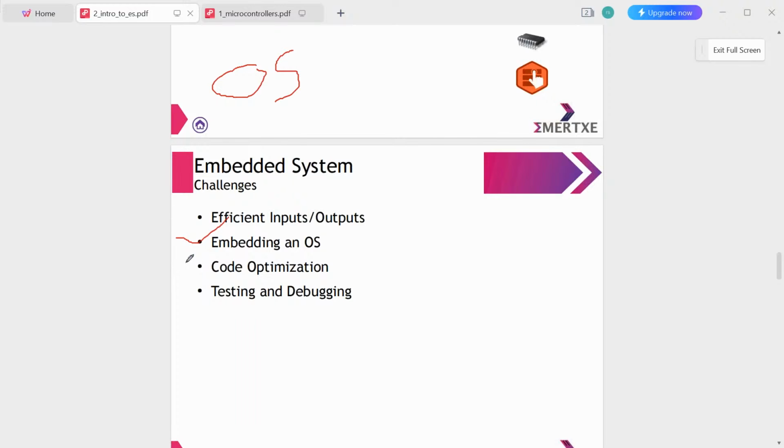Understood? The next challenge might be code optimization. So first of all, what do you mean by code optimization? What is optimized code? May I know, people?